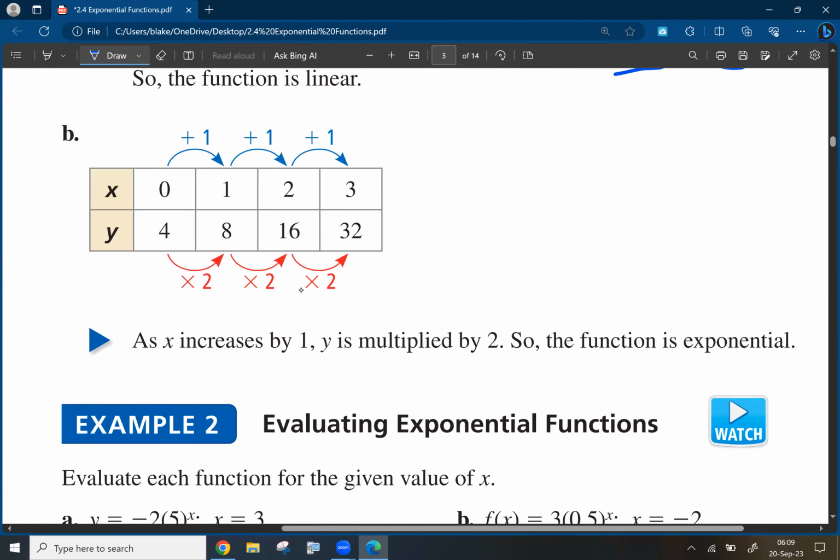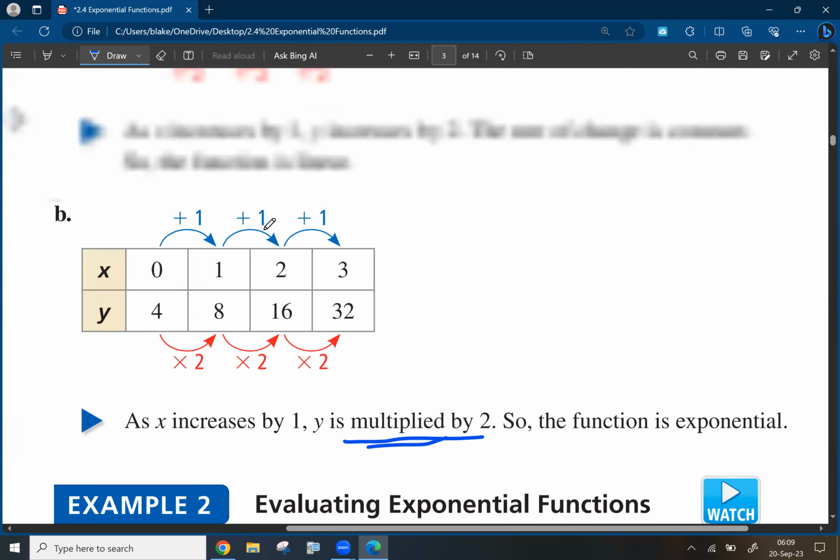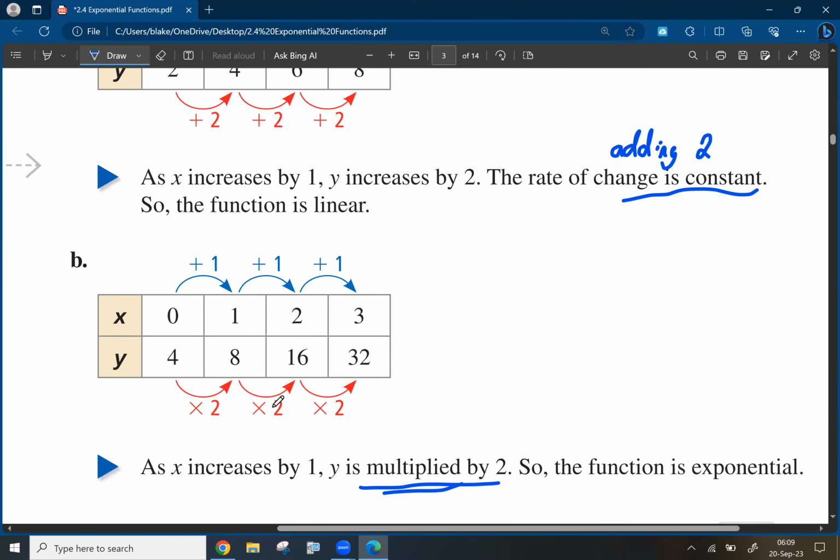You guys can again see that here. As x increased by 1, y is multiplied by 2, keyword being multiplied. So the function is exponential. So that's how you can determine them. Look at the pattern. Addition or subtraction pattern would indicate linear. And a multiplying pattern or even potentially dividing pattern represents exponential.